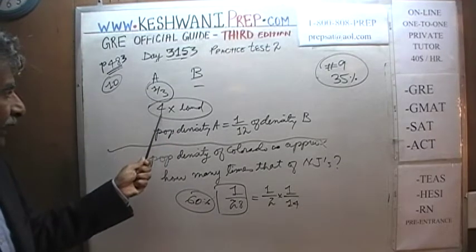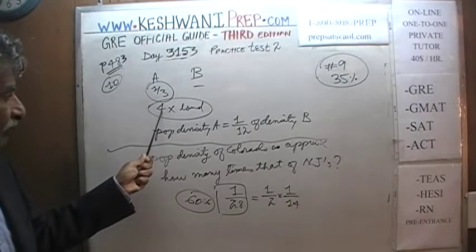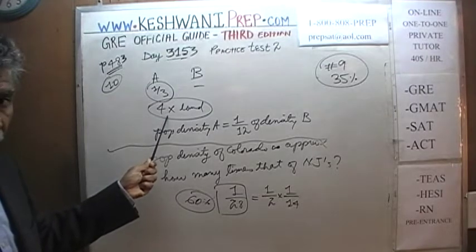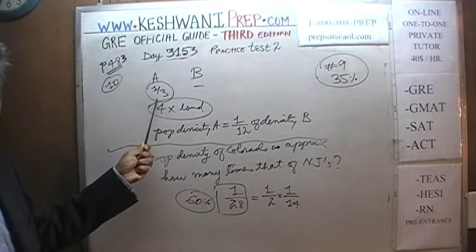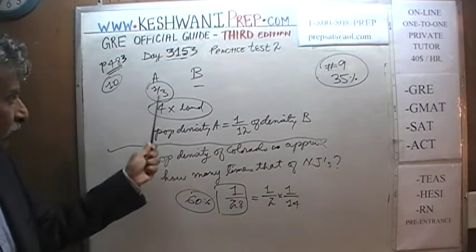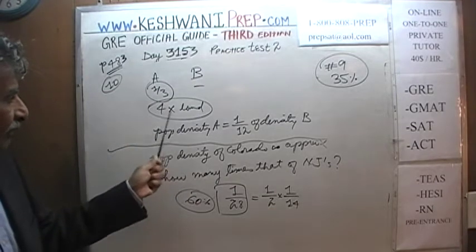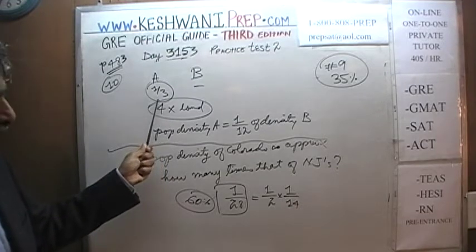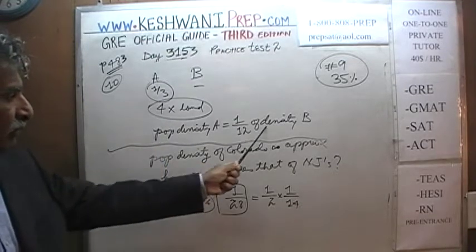If they had the same population, then given the fact that A has four times the amount of land, its density would have been 1/4. But not only does it have four times the amount of land, it has only a third the population. Therefore, A has far more land, four times the amount of land, and only a third of the people. Its population density is 1/12 of B.